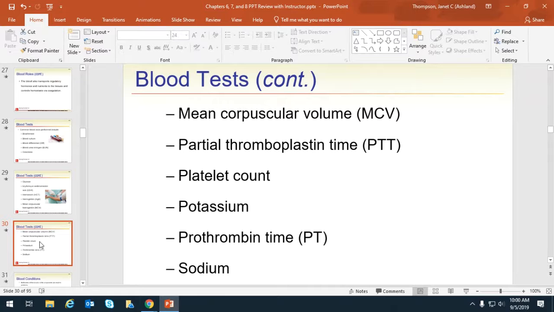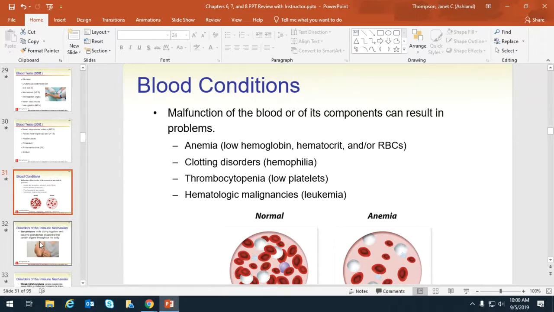So blood conditions can result from many problems. Anemia, there are several different types of anemia. This is a lack of red blood cells, or the transportation of these blood cells isn't very efficient. So a person with anemia can feel tired a lot because they're not getting that nice oxygenated blood to keep them going. Clotting disorders like hemophilia. These are individuals where just a tiny cut could be fatal because the bleeding will not stop. It won't clot. Thrombocytopenia, low platelets. And then hematologic malignancies or leukemia.